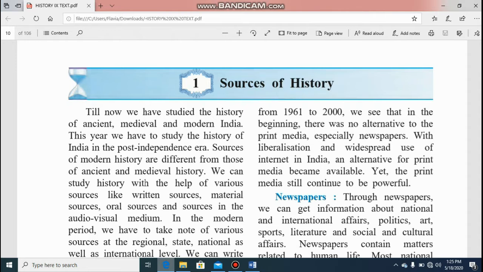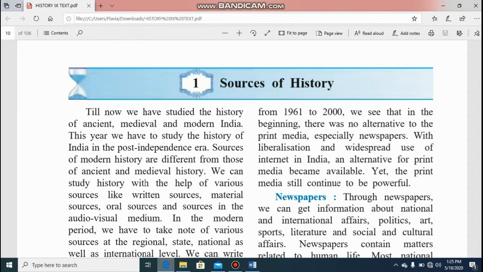Since this year you will study modern India, the sources will be based on modern sources like written sources, material sources, oral sources, and sources in the audio visual medium. I want you to repeat it along with me. Look at your screen. Sources like written sources, material sources, oral sources, and sources in the audio visual medium.